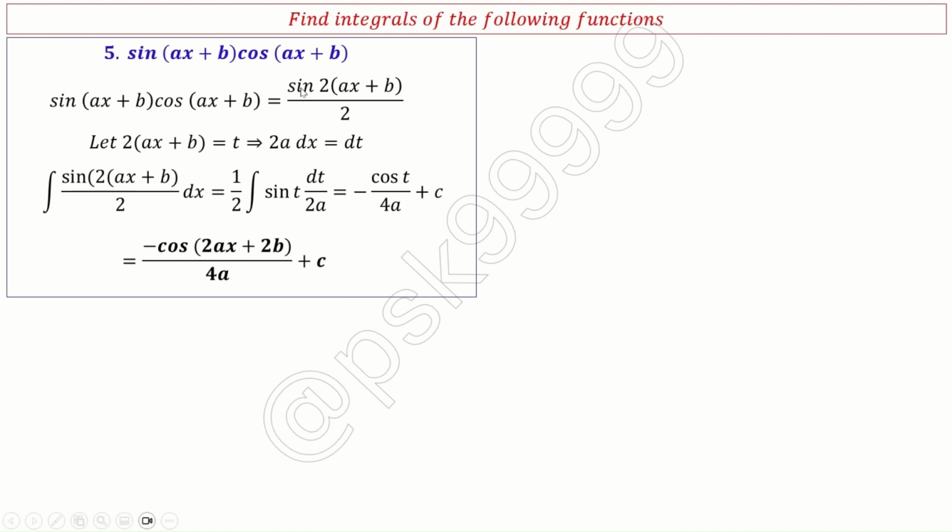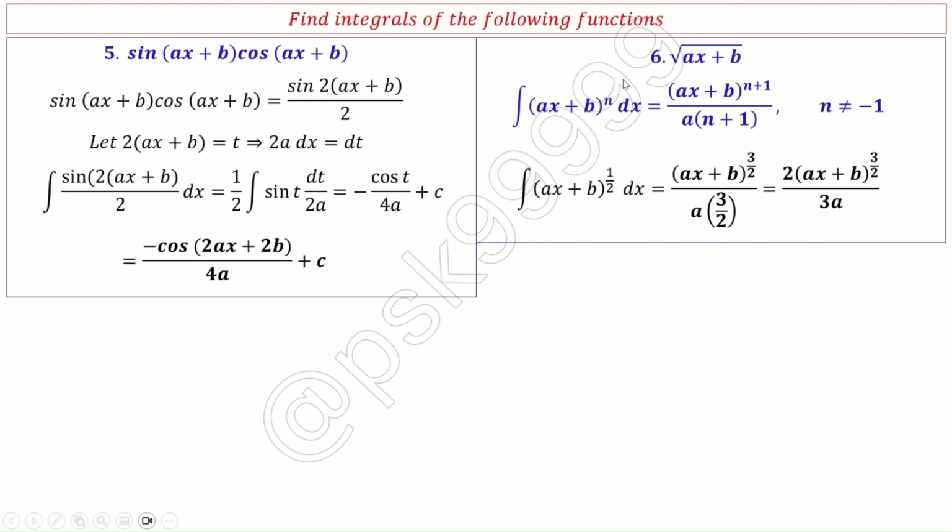Square root of ax plus b. So here instead of substitution, you remember this one, we already know integration of x to the power of n is nothing but x to the power of n plus 1 by n plus 1, where n is not equal to minus 1. Similarly, it need not be square root, it can be any power. Integration of ax plus b whole to the power of n is nothing but ax plus b whole to the power of n plus 1 divided by n plus 1, but since x has a coefficient a, it will come in the denominator. So remember this, you apply this one, you will get the answer, simple.